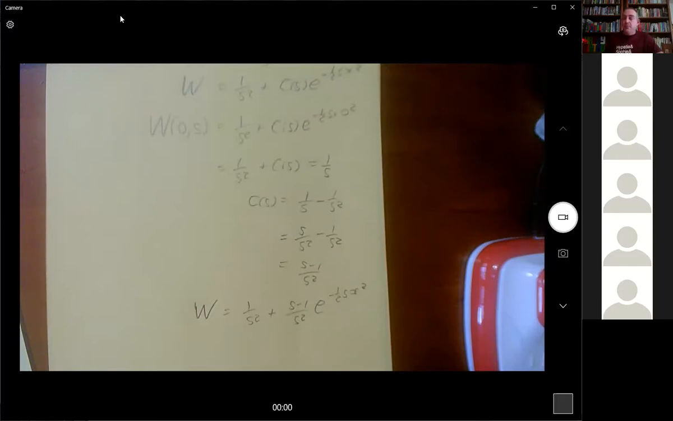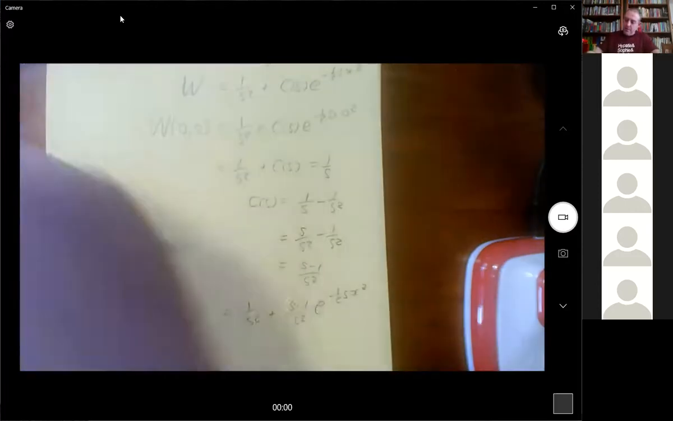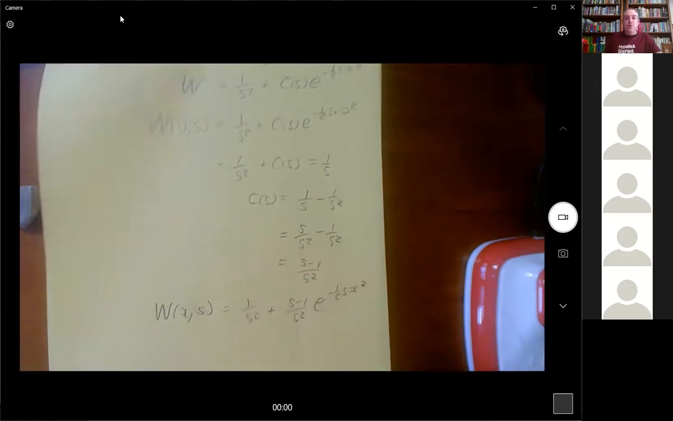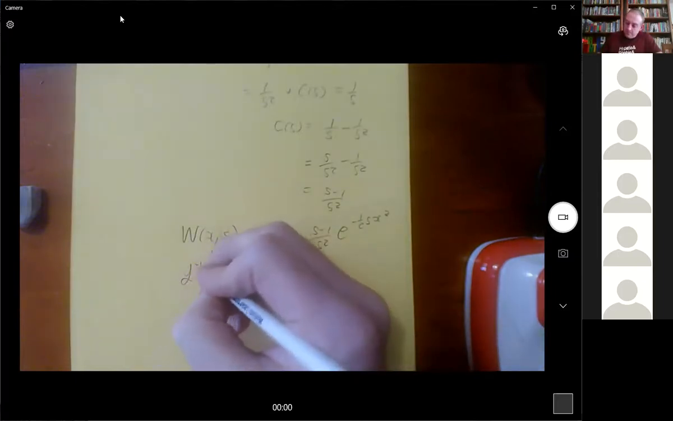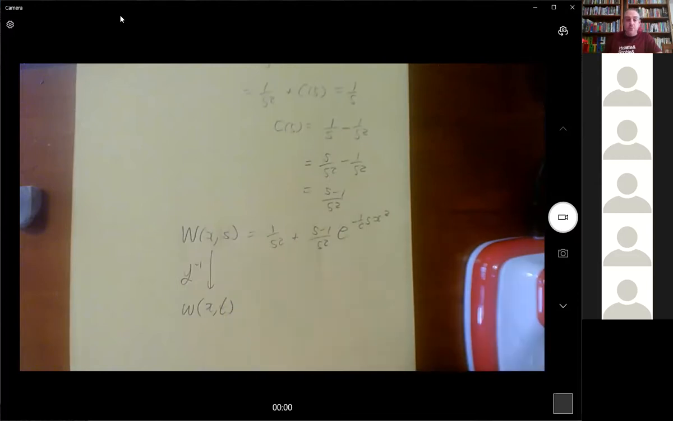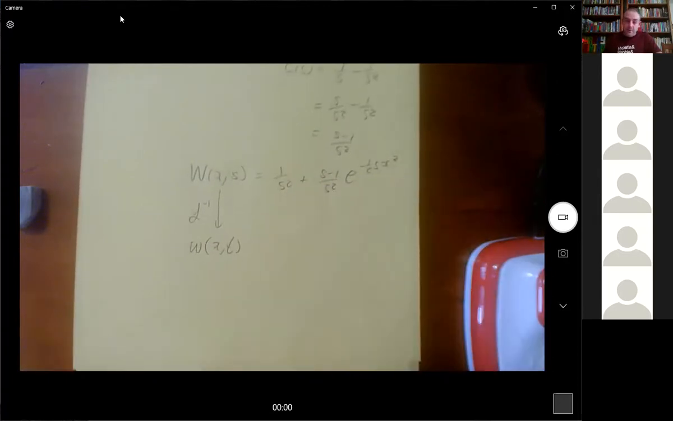So now I have what capital W actually is. And I can remind myself that capital W is a function of both x and t and s. And so if I do the inverse Laplace transform of it, it should produce something involving little w and x and t, which was the goal. So I need to know what the inverse Laplace transform of all these things is.